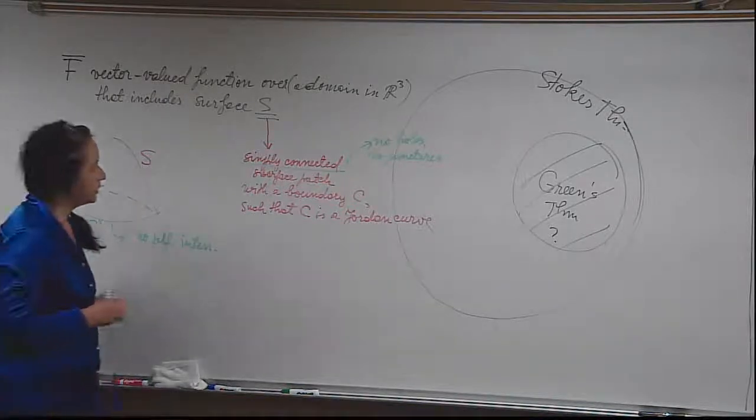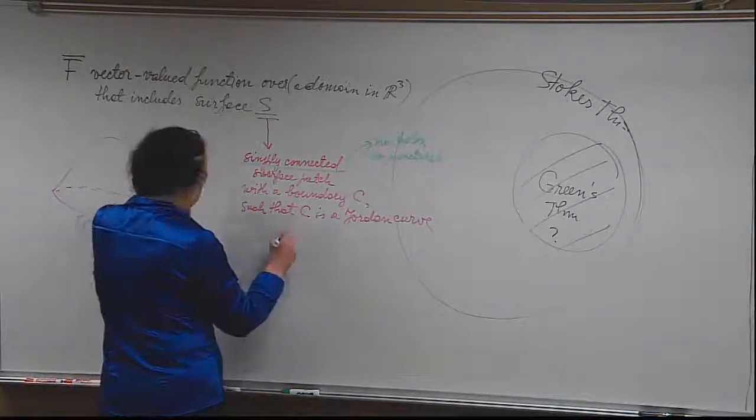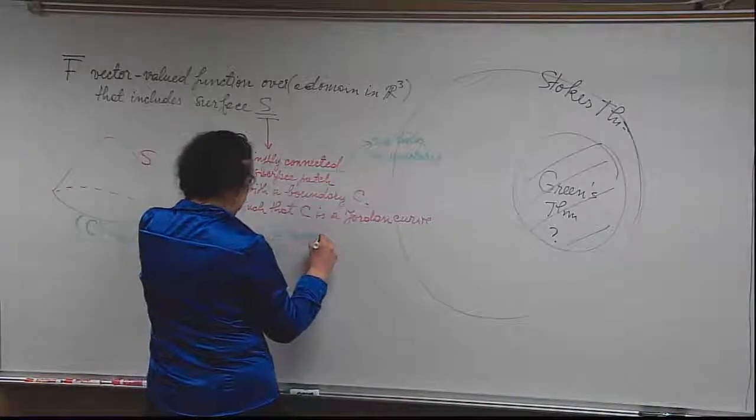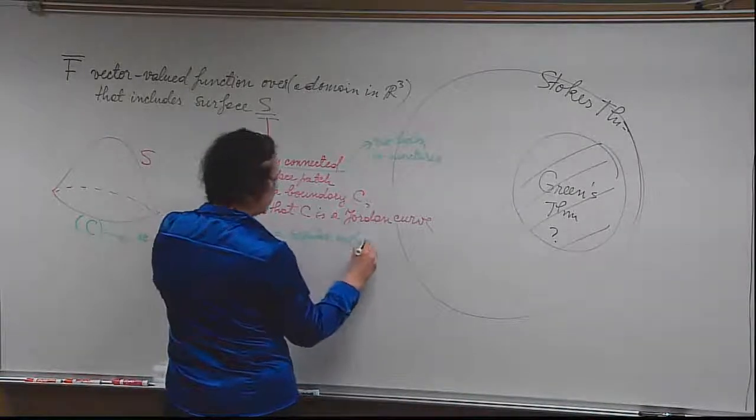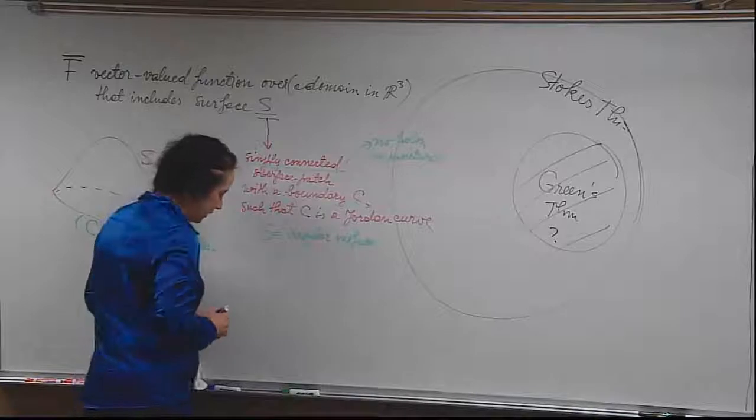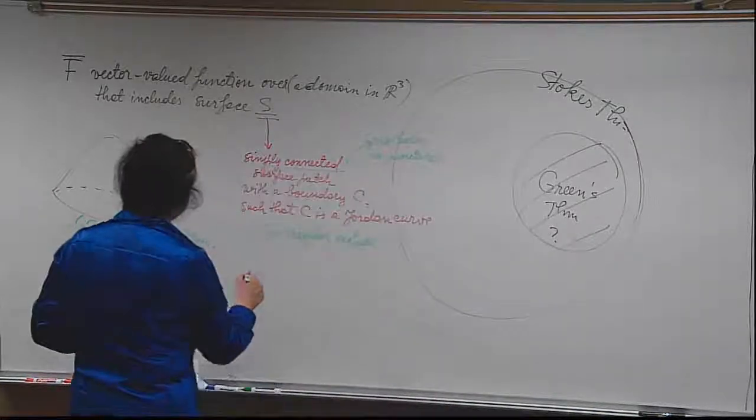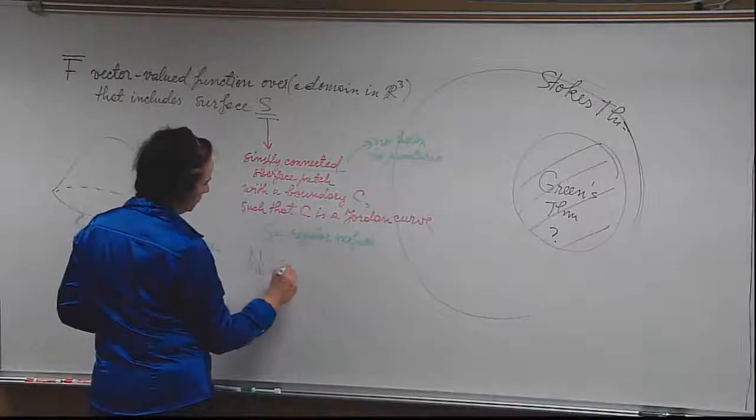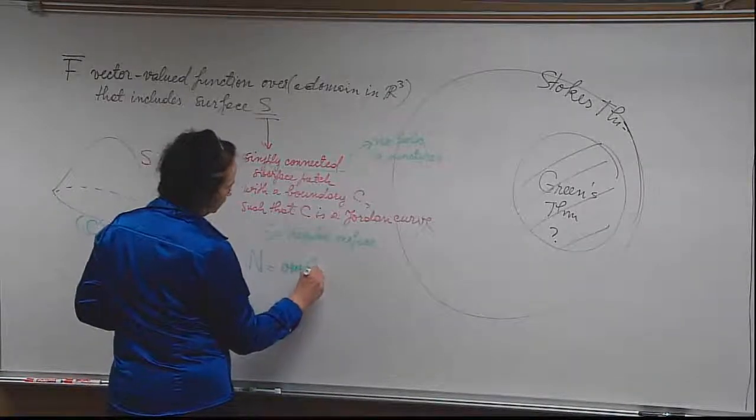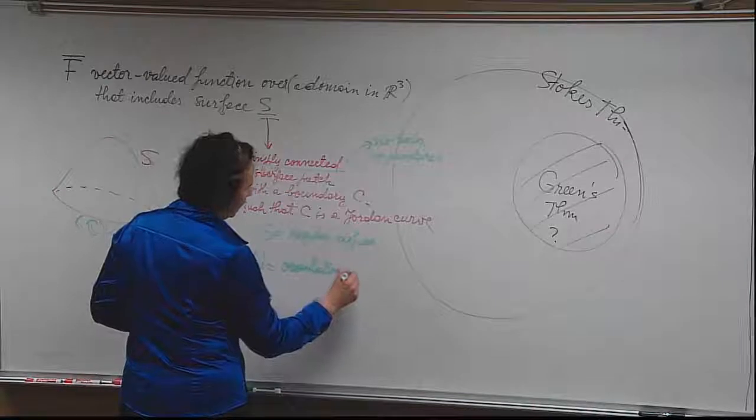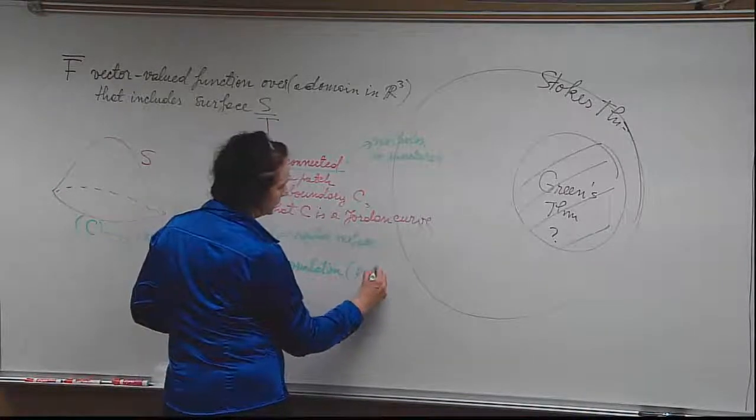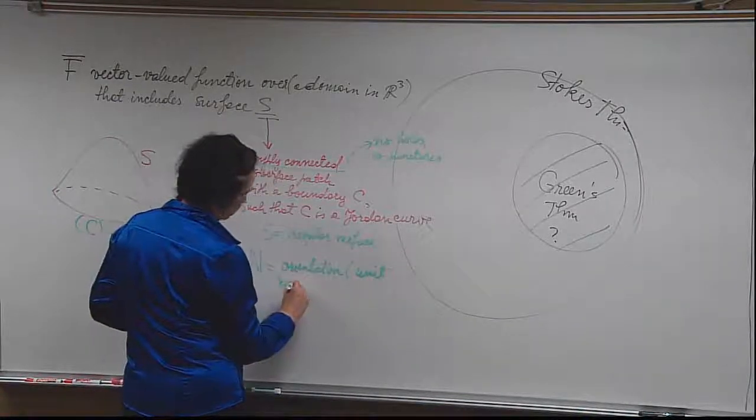Now the surface is assumed to be a regular surface. And we've seen that before. And since it's a regular surface, that means it's immersed in the ambient space, and you have an N, orientation, which is the unit normal to the surface.